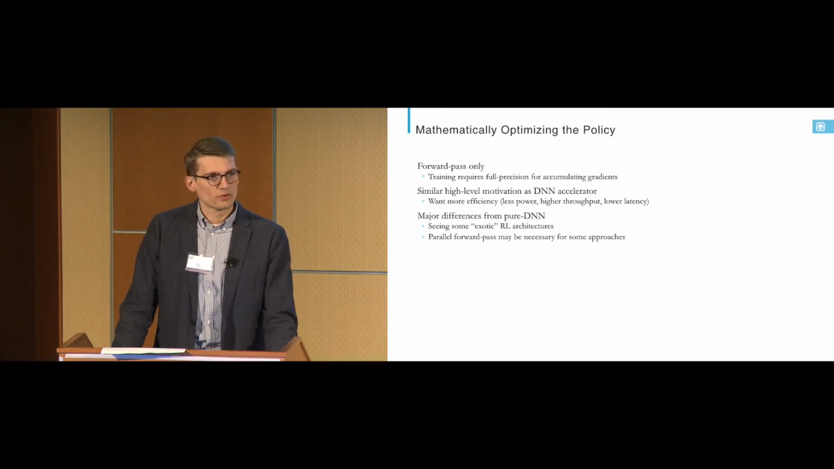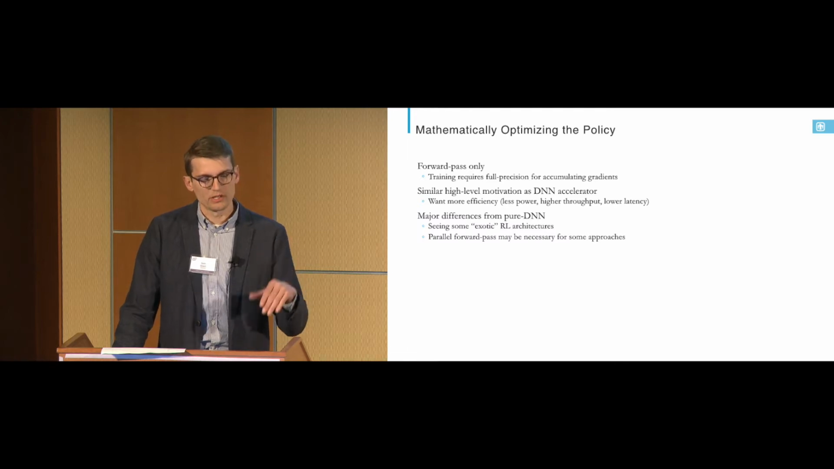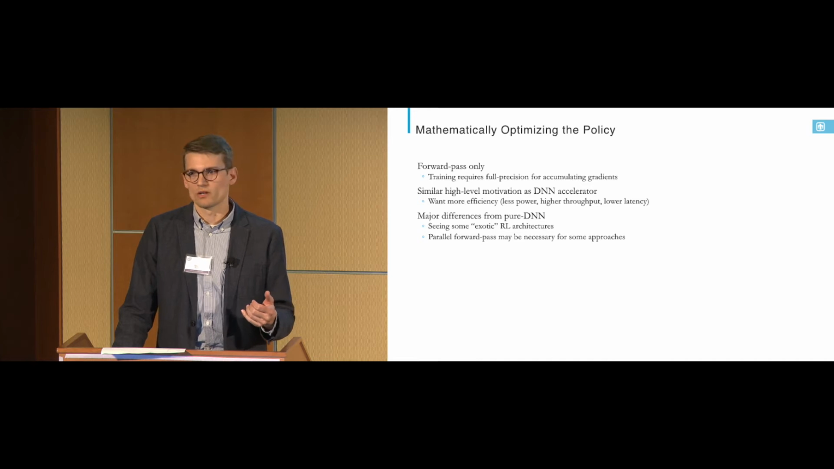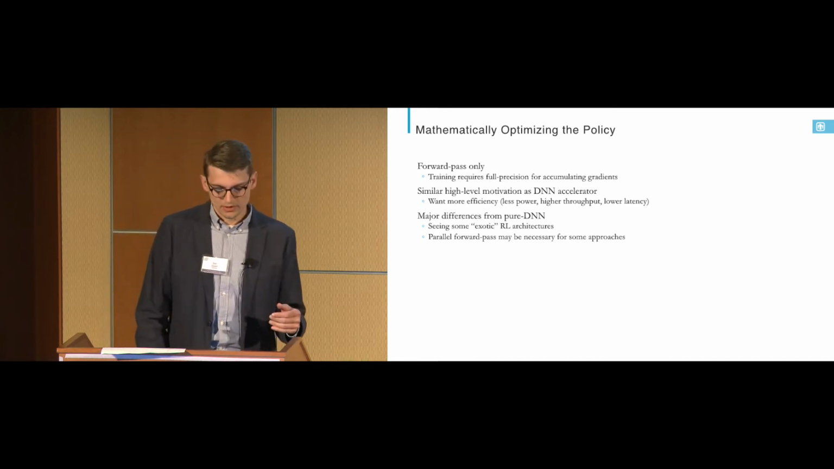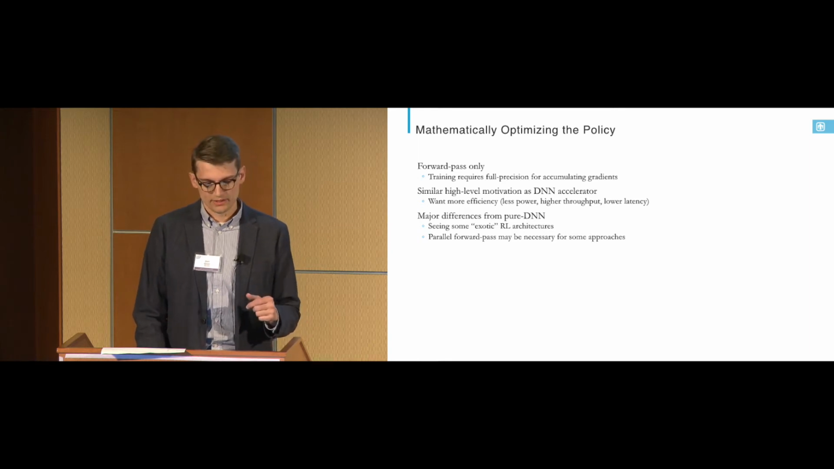Currently, if you look at the DNN accelerator community's work, all of these chips being designed are only designed for the forward pass, because to do backpropagation the way that community does it, they're using full precision to accumulate all of the gradients. And that's what we're going to be doing here too: we're just talking about the forward pass.